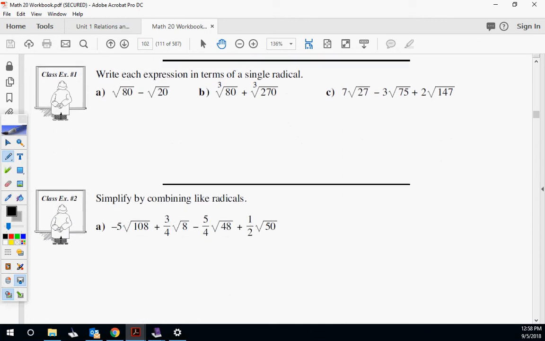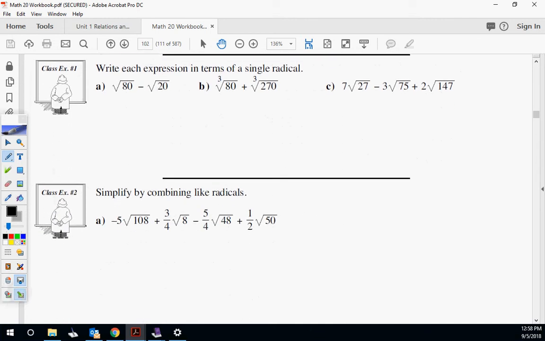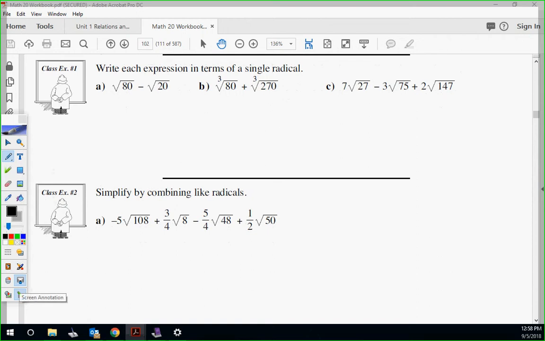Adding, subtracting radicals. So let's look at these two examples. Write each expression in terms of a single radical. Okay, so we got root 80 minus root 20. Well, root 80 I know breaks down to 16 times 5. I know that root 20 breaks down to 4 times 5. So now that comes out as a 4 minus 2. 2 root 5 is your solution.